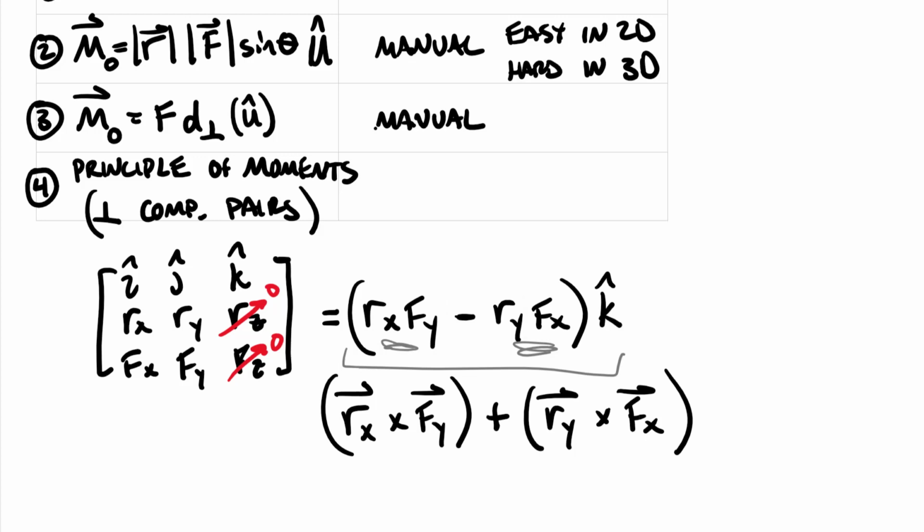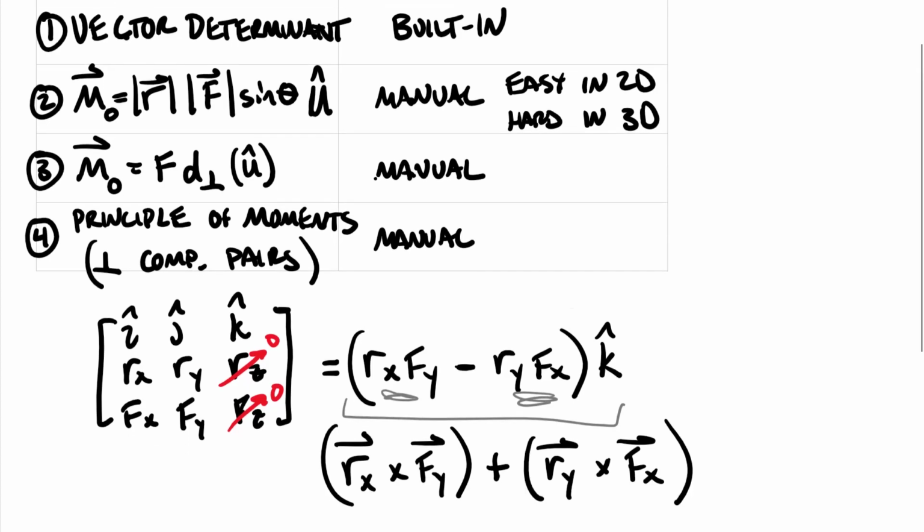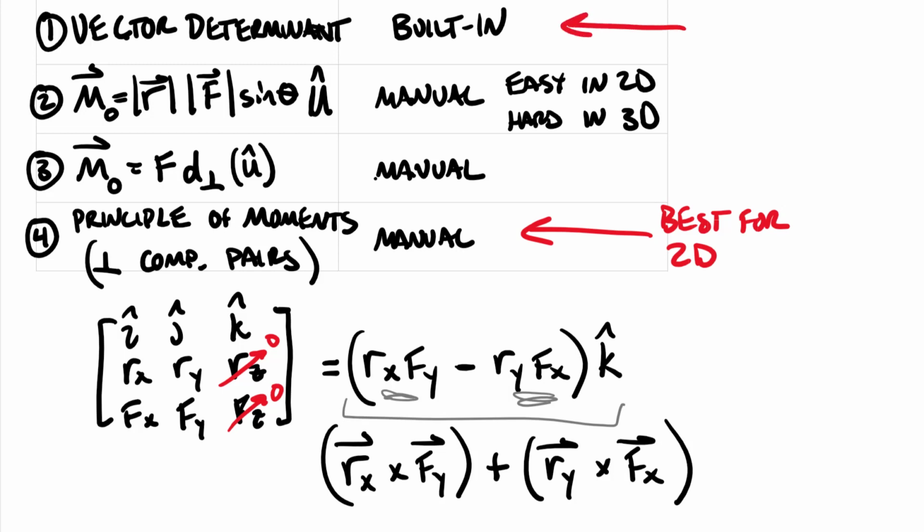And so the principle of moments is a manual computation of the right-hand rule. But the nice thing about it is it basically ignores all the other components that you don't need to worry about and only focuses on those that are perpendicular. So in my opinion, I think that this principle of moments is the best choice for 2D. And if I'm doing a 3-dimensional moment, I tend to choose a vector determinant. So this would be best for 3D.